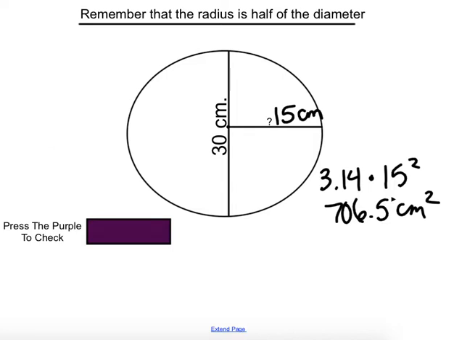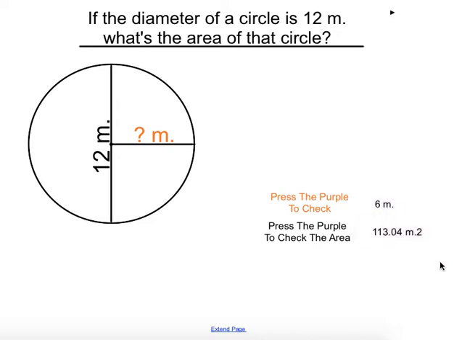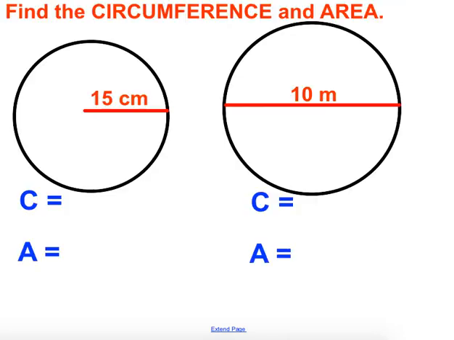All right. Here are a couple other examples if you would like to try these out on your own. Okay. You should get 6 millimeters for the radius and 113.4 meters squared for the area. You can try these out, remembering that the formula for circumference is pi times diameter, or pi times 2 times r, and area is pi r squared.